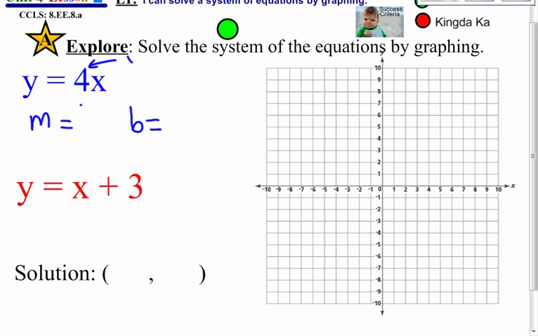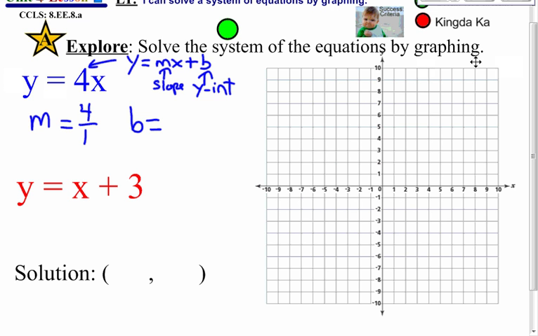And we're talking about y equals mx plus b, where m is the slope and b is your y-intercept, always. So the m is the number that is before the x. So I'm going to put that in rise over run format. 4 over 1, still equal to 4. So that's the slope.